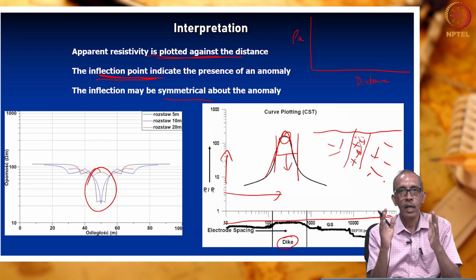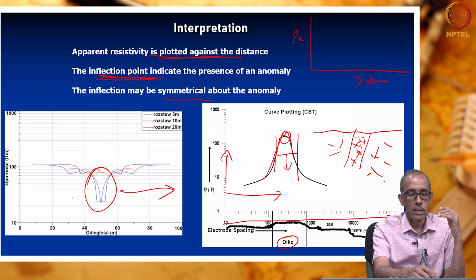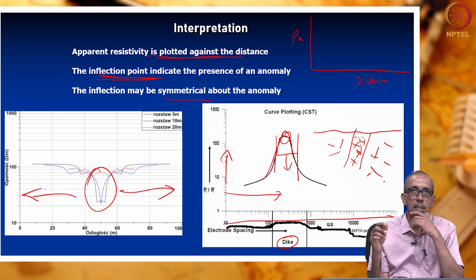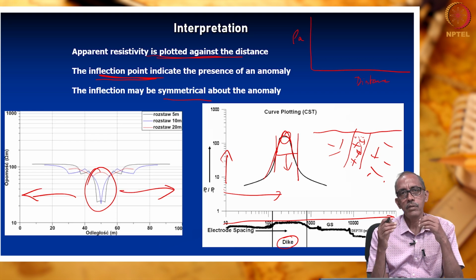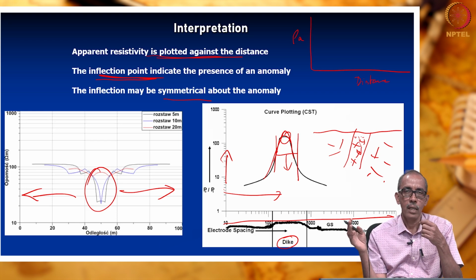Possibly it is a faulted or fractured region which is having more water compared to the sides. So, this is how interpretation is carried out in electrical profiling. That means we basically try to understand how the resistivity varied along a particular line. So, this is how the interpretation is done.